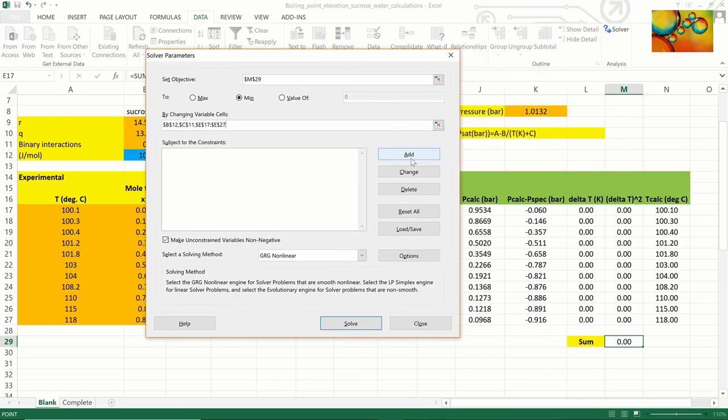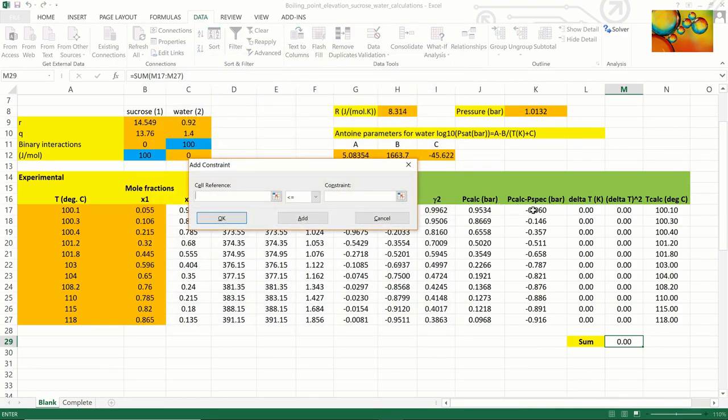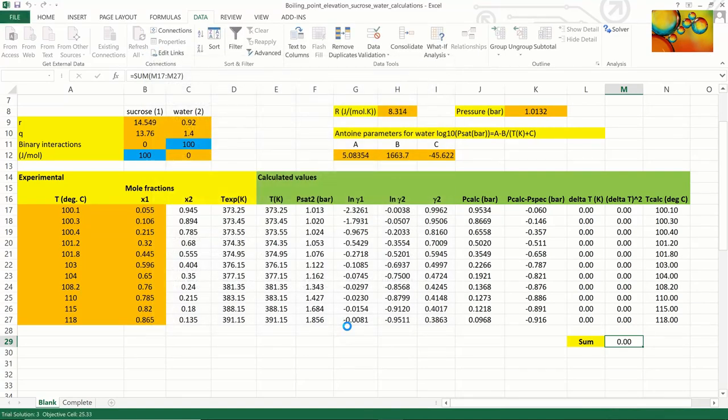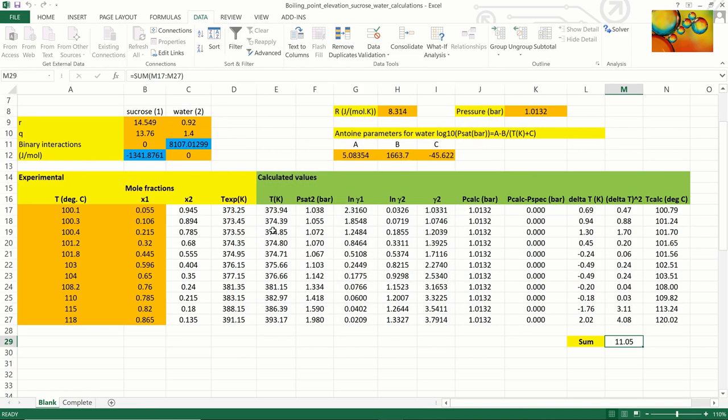And this minimization will be subject to constraints. The constraints will impose that the calculated pressure should be equal to the specified pressure. So basically, the pressure difference at all points should be equal to zero. Because the parameters can be negative, we uncheck that box. And now the minimization takes place. It's done.